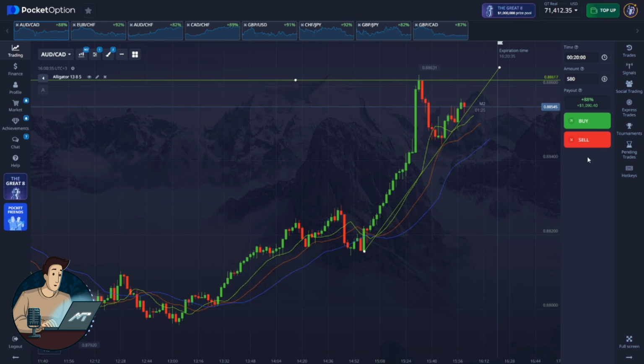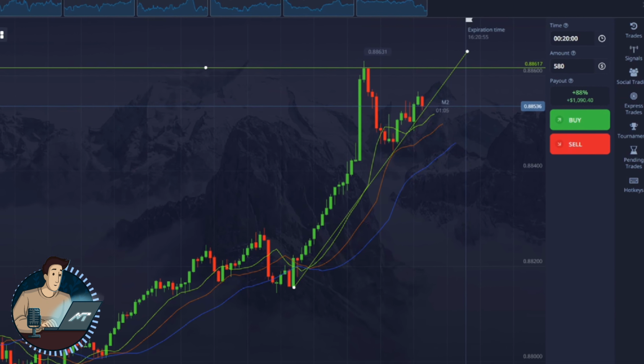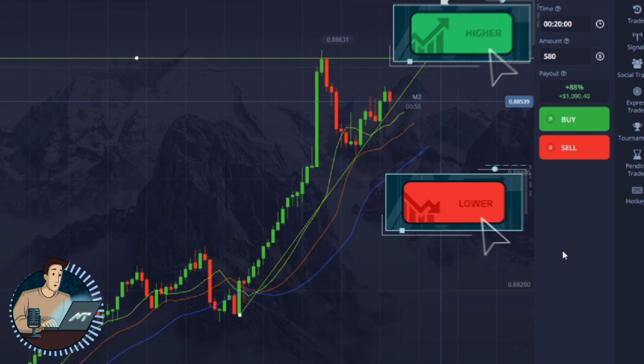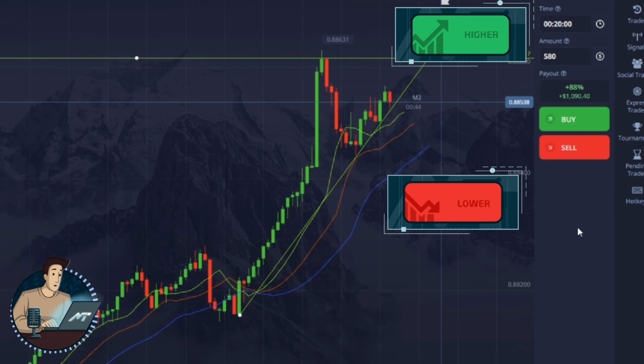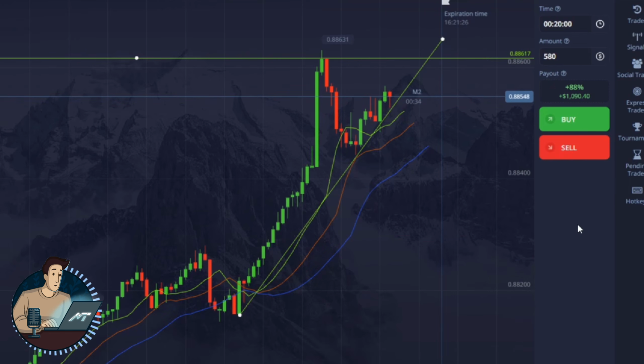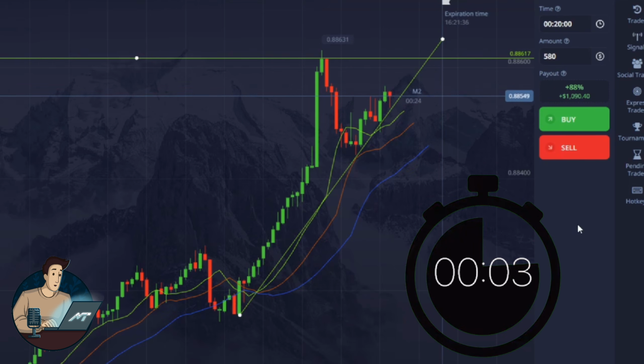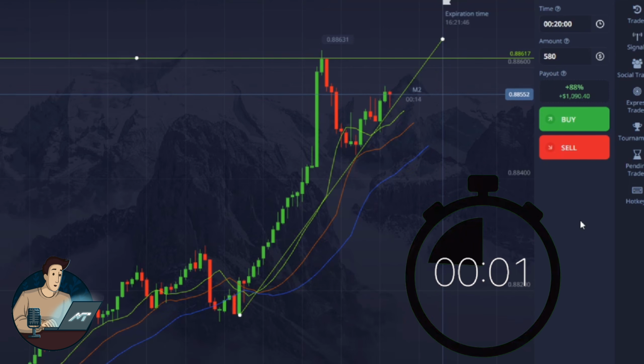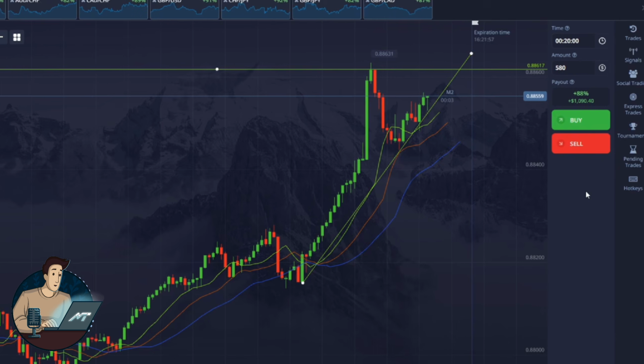But first, let's see if you've been paying attention. Quick test. You have 5 seconds to read the chart and guess where price is going. Ready? Let's go. Drop your answer in the comments.